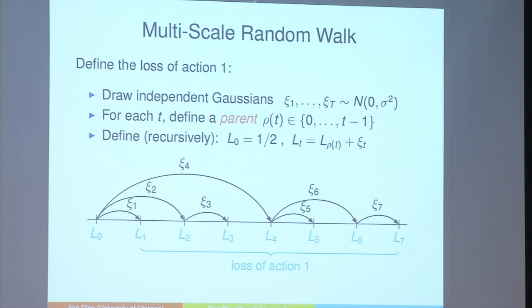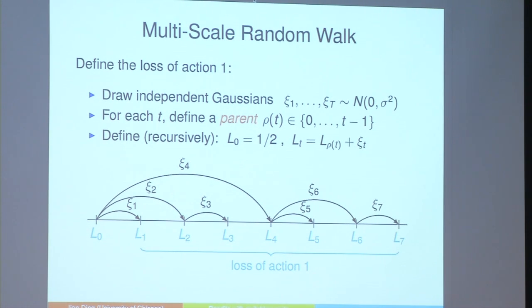If I view random walk in this way, then there is a huge family of random walks, which is governed by this kind of parent function rho, right? If I choose rho t to be t minus 1, that's the random walk. If I choose rho to be 0, that's IID samplings. But there are other choices of rho. What kind of choices of rho is good?